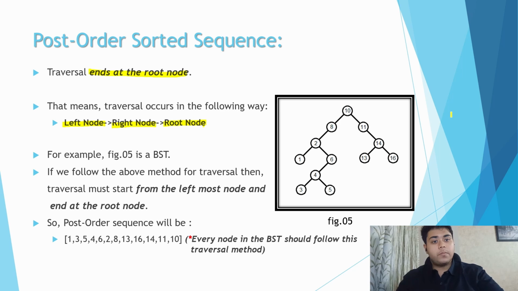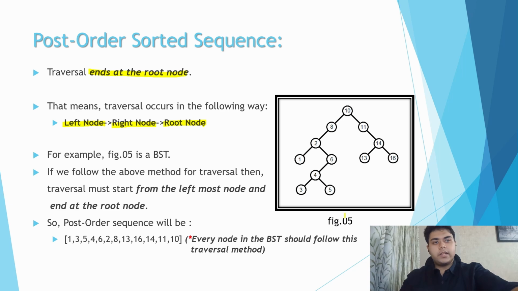Now we have the post-order data sequence. How does the traversal work? Here the last node that we will be visiting will be the root node, that means the first node of the binary tree. So the sequence will start from the left node, then go to the right node and end at the root node or the parent node. So here we have an example.